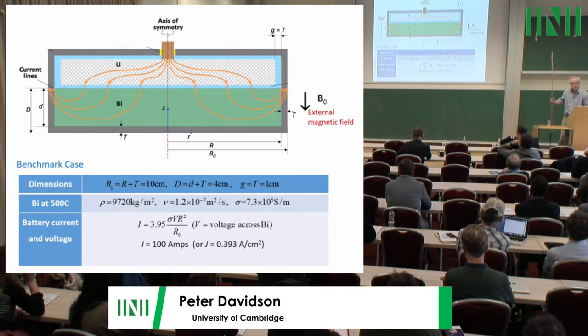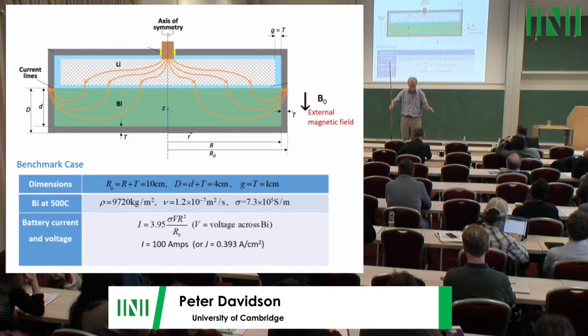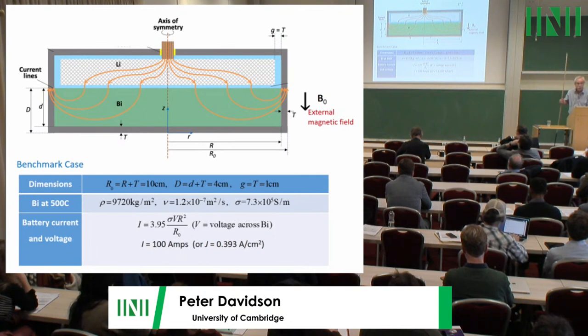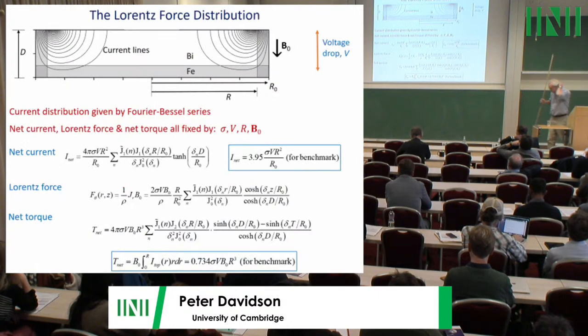So the model comes in two bits. You have to think about how the current goes through the cell. You have to model that first. Once you know that, you can get the force distribution, you can get the net current through the cell in terms of voltage, and you can get the electromagnetic torque. Once you've got the torque, you can then do the fluid mechanics and get the velocity distribution, using some rather classical ideas from geophysics.